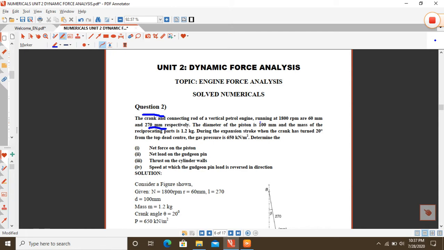So the question goes like, we have the crank and connecting rod of length 60 mm and 270 mm respectively. First let me dictate the entire question. The diameter of the piston is 100 mm and the mass of the reciprocating part is 1.2 kg. During the expansion stroke, when the crank has turned 20 degrees from the top dead center, the gas pressure is 650 kilonewton per meter square. Then determine net force on the piston, net load on gudgeon pin, thrust on the cylinder walls, and speed at which the gudgeon pin load is reversed in direction. So we will take all these four one by one.